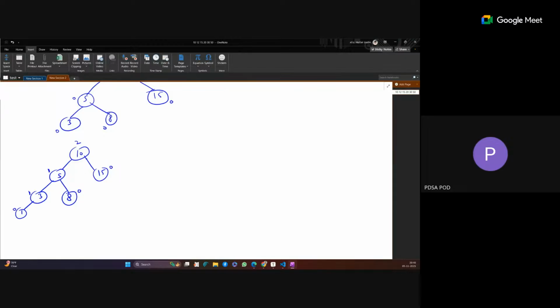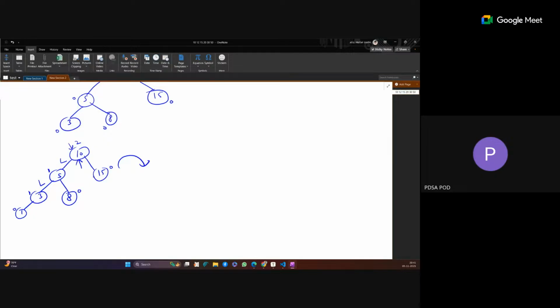So what type of situation is this actually? Which type is it? LL. So check this: which side height is greater? The left side. And from the child, which side height is greater? Again left. Okay. So for LL, we apply the rotation on this node, clockwise. Correct? This is the way.